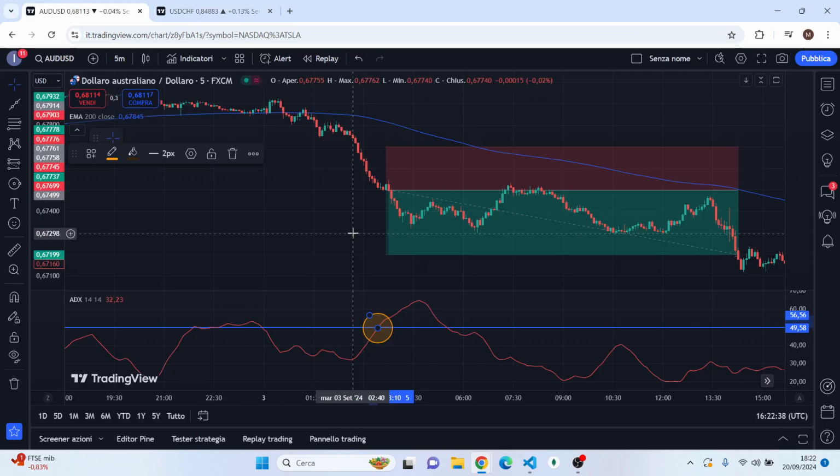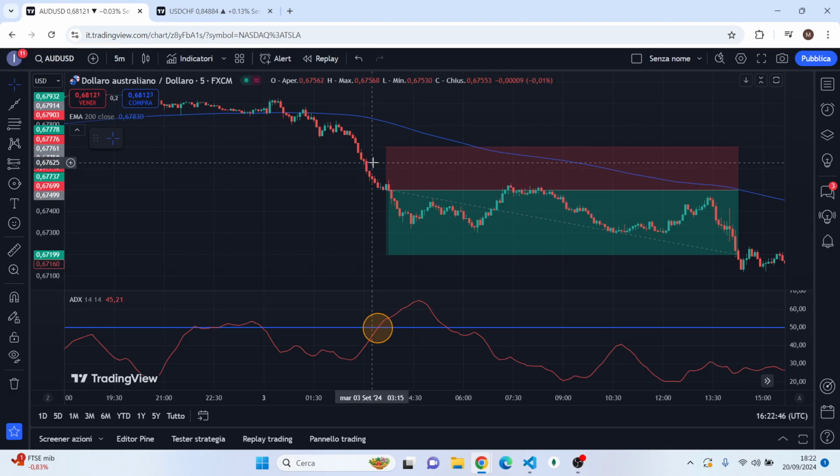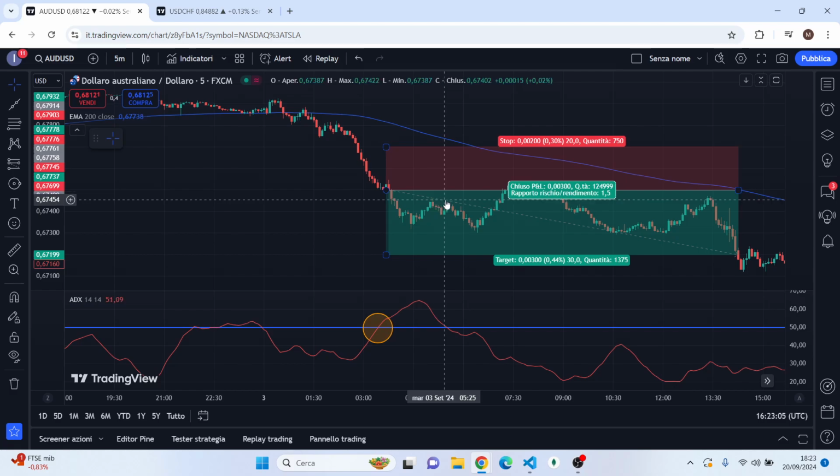So first one here. I will leave anyway the link of his video in the description so you can check it for the basic conditions. Here we can see a short position. So in order to open a short position, you have to check that some candles are below the EMA 200. In this case, I chose at least 10 candles. And then you have to check that the ADX goes over 50. In this case, it happens, and this was a successful trade.